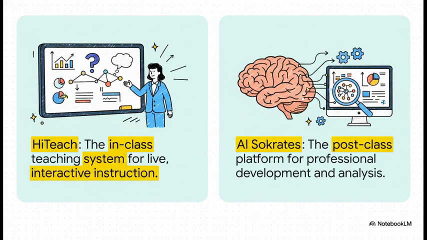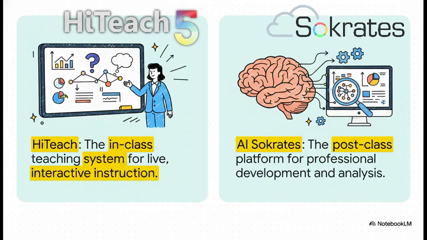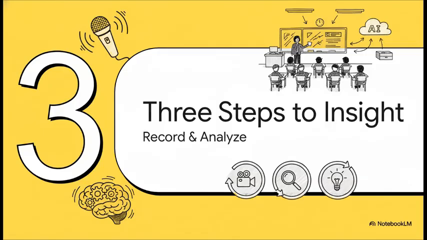So here's the breakdown of how they work together. HiTeach is your engine in the classroom. It's the tool you use to run interactive polls, activities, and really get your students engaged. Meanwhile, AI Sokrates is your silent partner, working quietly in the background, recording and analyzing absolutely everything for you to review later.